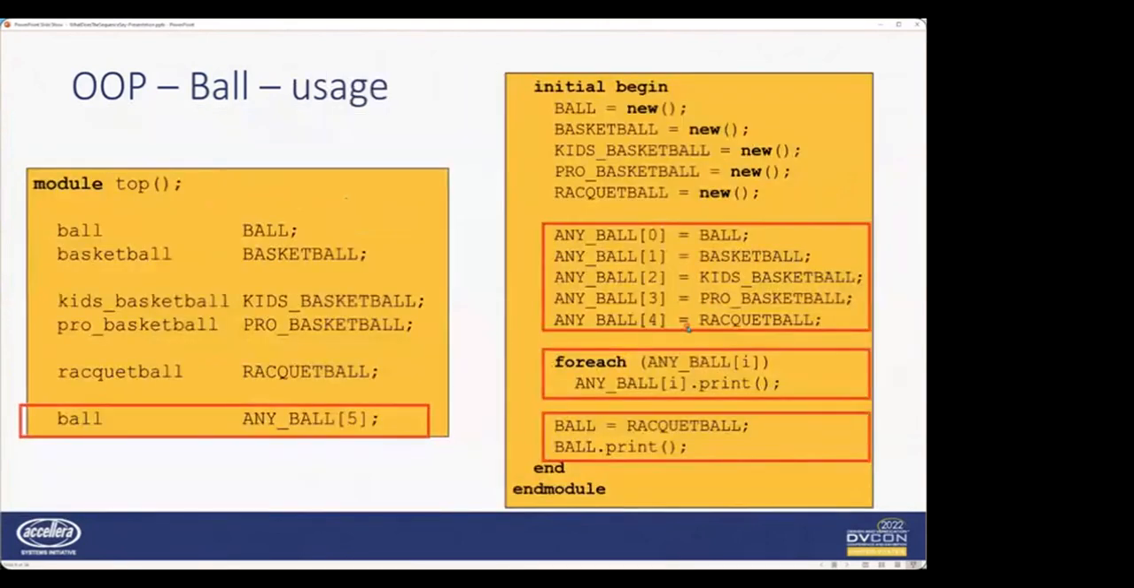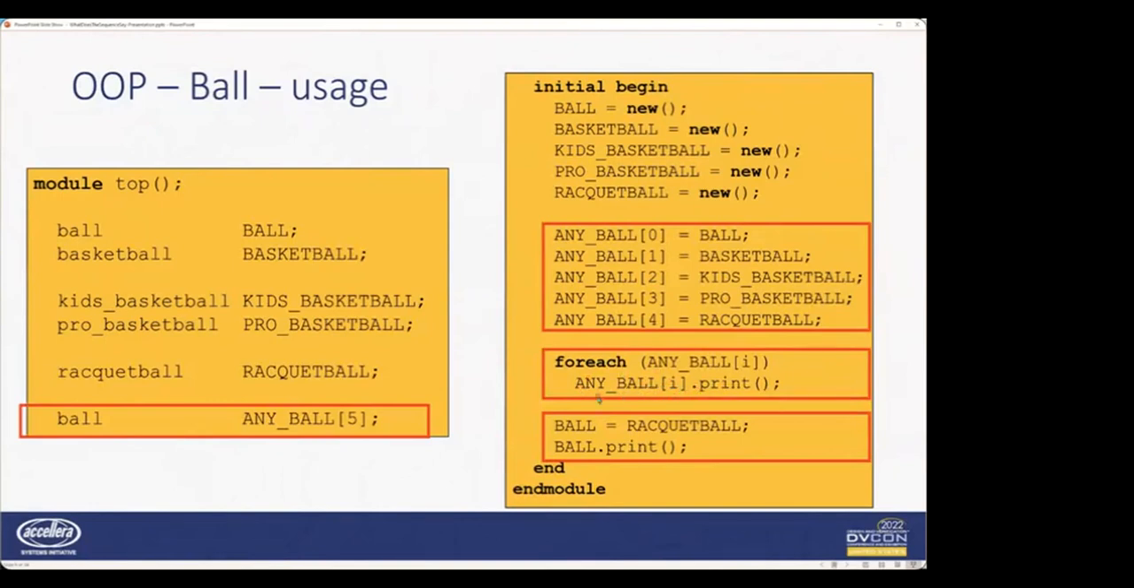Now we're going to use our little objects. So we declare them up here. And then we have an array of 5, and it's an array of ball objects. And then we're going to construct them. And then we're going to fill in that array. We're just going to fill them in. It doesn't matter. And then we have a for each on that array. So we're doing a for each on an array of balls. And so it's essentially ball.print, basketball.print.